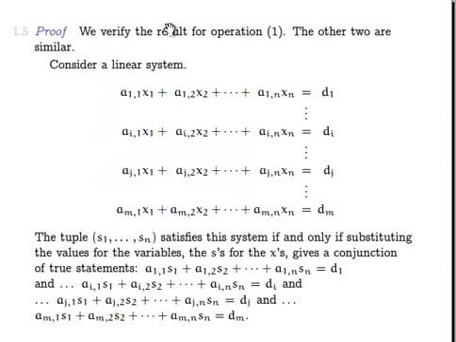Okay. All right, so here we go through the proof. So we verify the proof for operation 1. The other 2 examples are similar. So consider a general linear system. This is the general form for a linear system. All right, now this set of n numbers, S1 through Sn, satisfies this system if and only if, by substituting the s's in for the x's, then we get a set of true statements, that every one of these statements will be true.